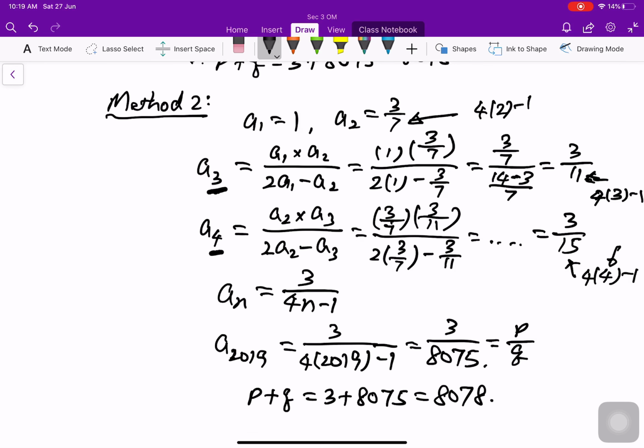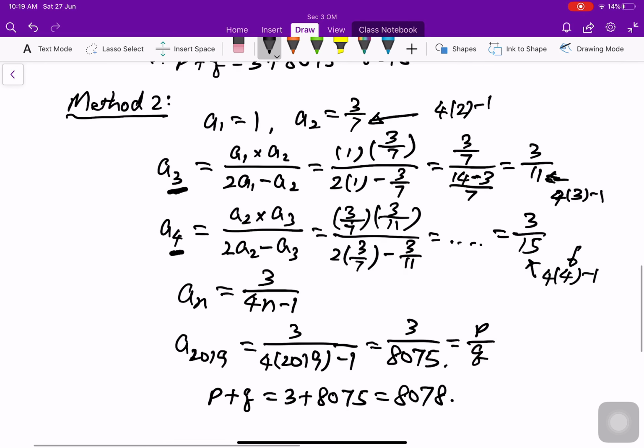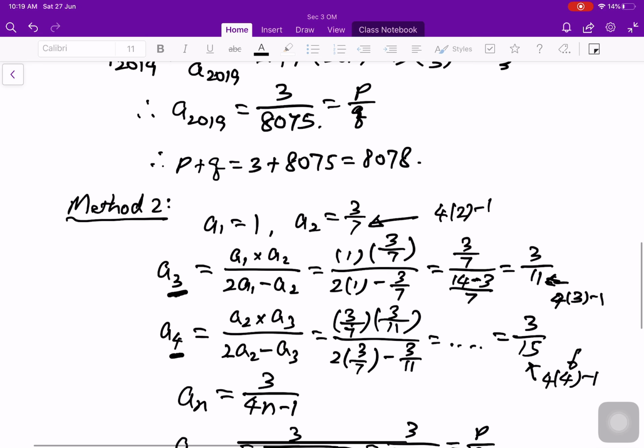And that's it. Take note, the second method is purely by observation. But the thing is, you have not proven rigorously why an is that pattern. Sometimes, but it is a good observation. With that, I stop here.